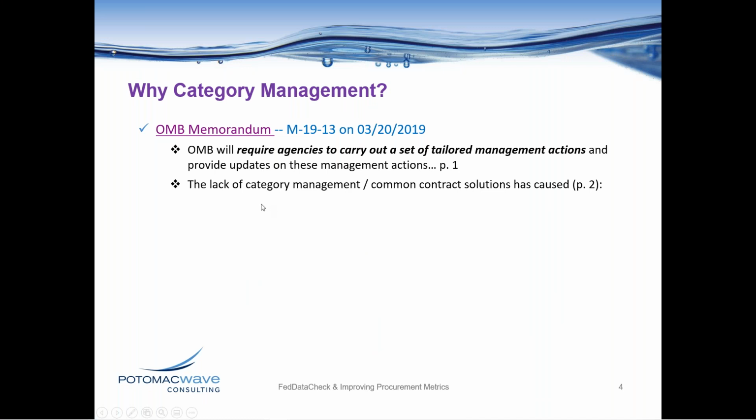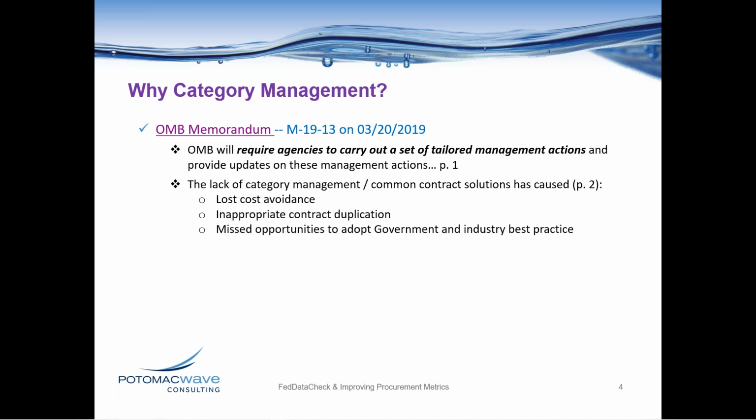And according to the same OMB memorandum, if you don't make effective use of category management, you're going to have excessive extra costs that you could otherwise have avoided. You'll be duplicating effort, if you're writing a definitive contract action when you could have just as easily issued a delivery order. And missed opportunities to adopt government and industry best practice. That's a little vague, but that comes out of this memo.